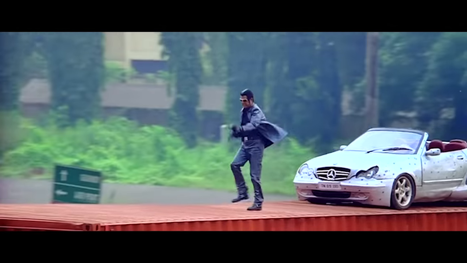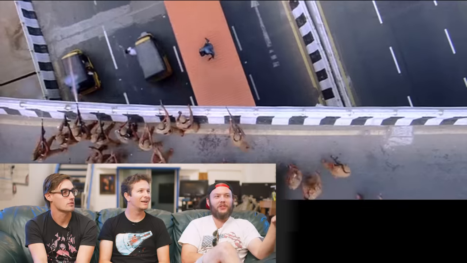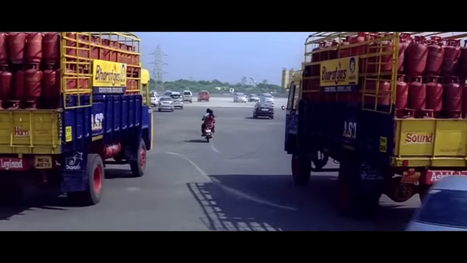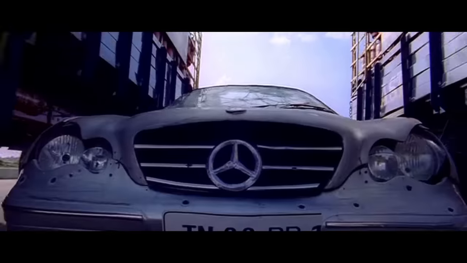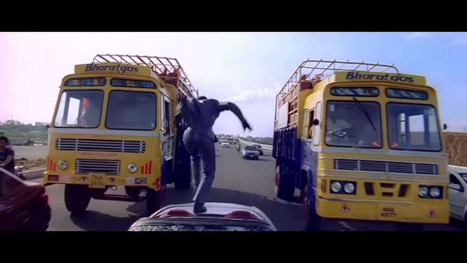I love how they just filmed this with real traffic, by the way. They're actually in traffic. They don't close the roads off completely. Are you kidding me? Is this where he, Jean-Claude?